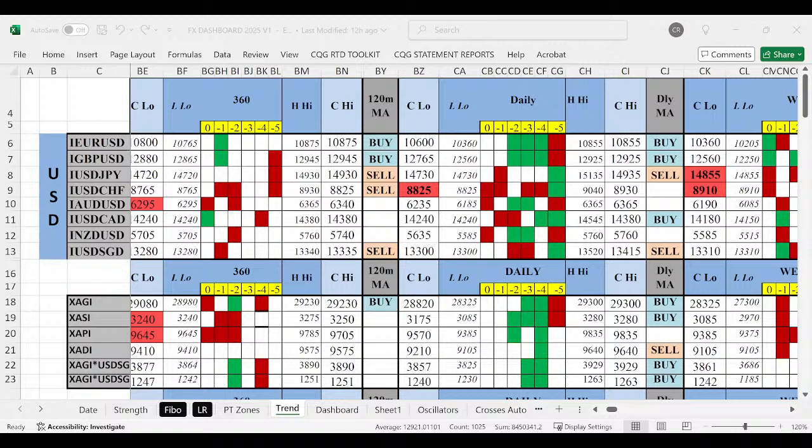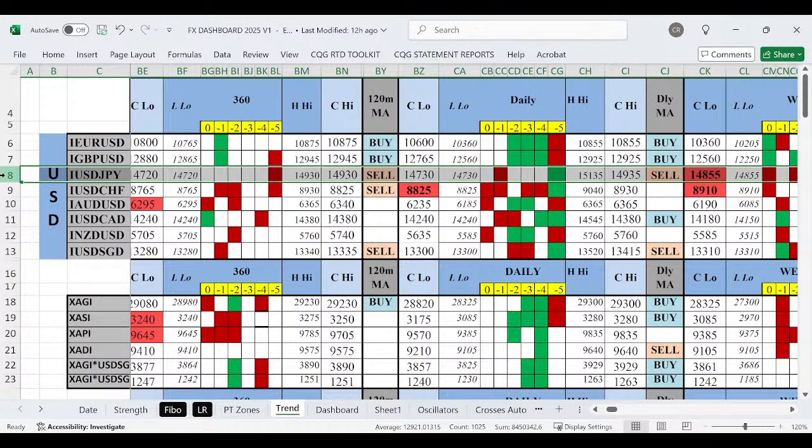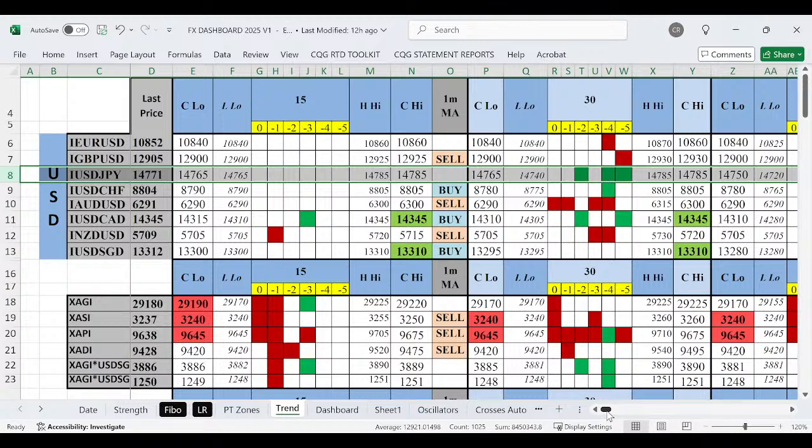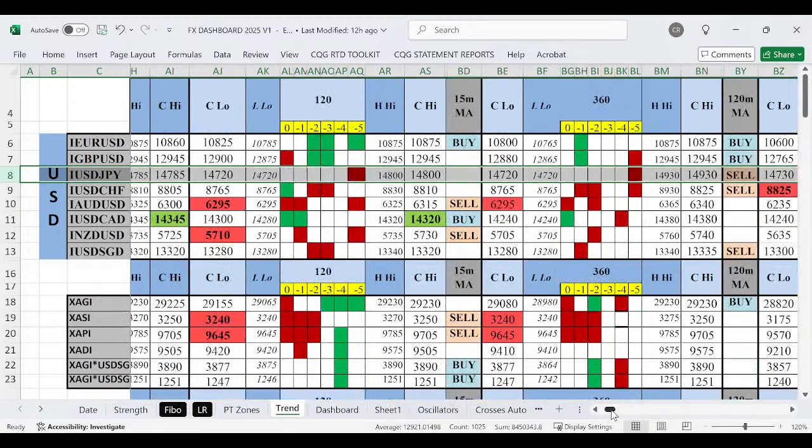Let's look into dollar yen first. As far as this trend is concerned, weekly this is in a downtrend below 148.55, and previous low is 147.30, and current 360 low is about 147.20. Okay, so here what we are expecting.